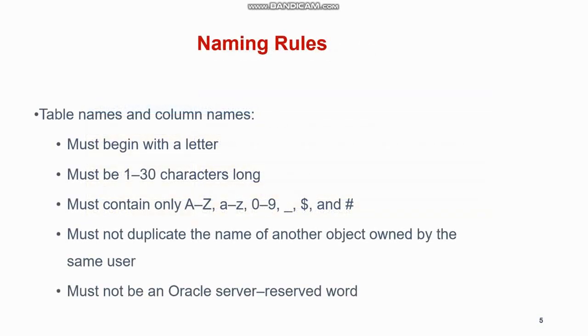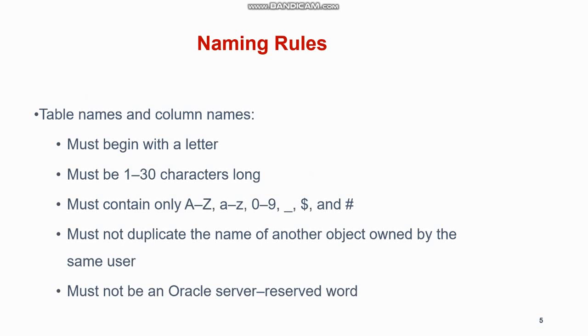Next, we'll talk about naming rules. For every variable, we have some rules to follow. Similarly, when you're using a column name or a table name in a relational database management system, we have some rules to follow. Table names and column names should begin with a letter, and the size should be 1 to 30 characters long. You can have a mixture of uppercase or lowercase alphabets, A to Z, numbers 0 to 9, and you can use special symbols like dollar, underscore, and hash. These are the only special characters allowed.